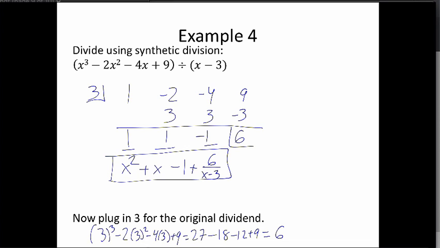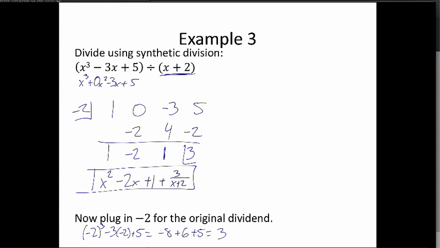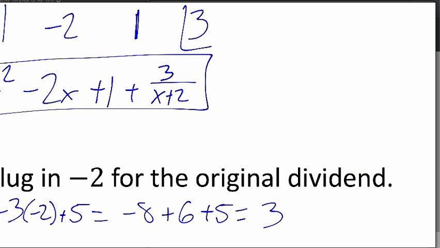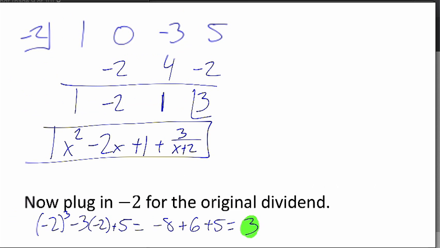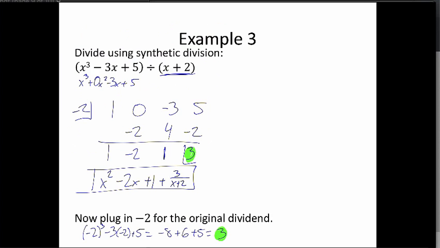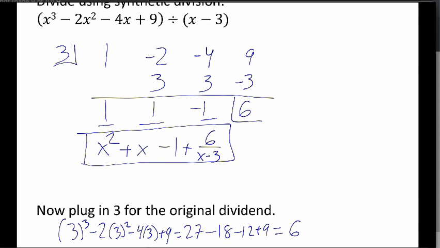That looks familiar. Wait, let's go back a second. Looking back at that number we got at the bottom here, we got the number 3. Where else in this problem did we see 3? That was our remainder. Looking at example 4. When we plugged in that 3, we got a 6, which, hey, that was our remainder. Folks, this is the remainder theorem.